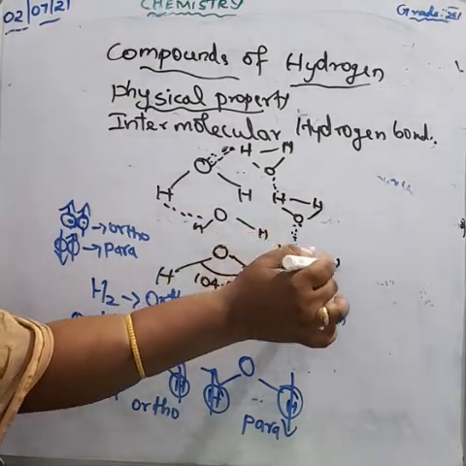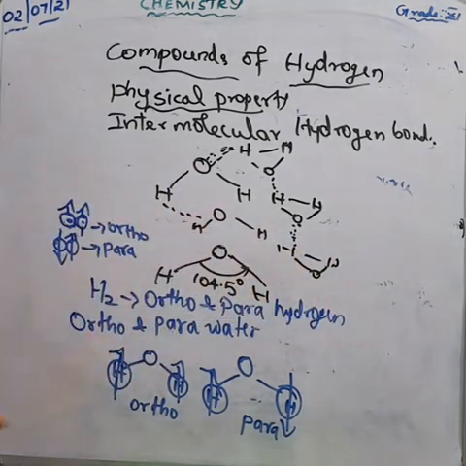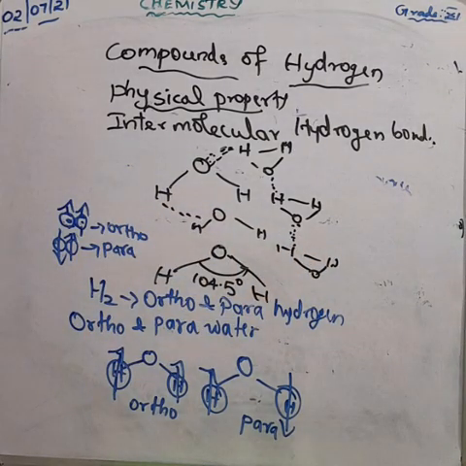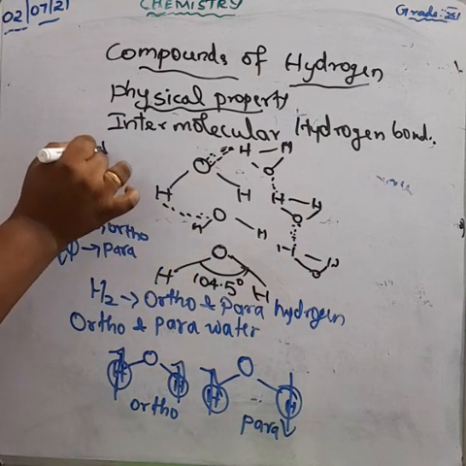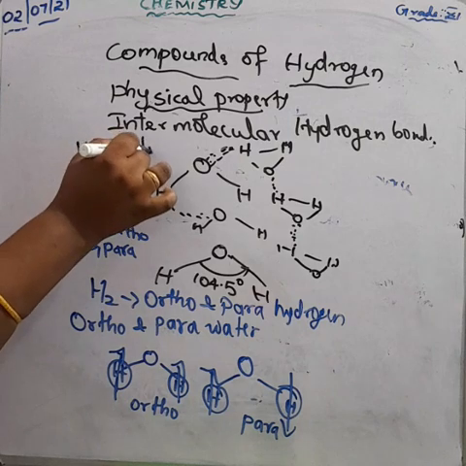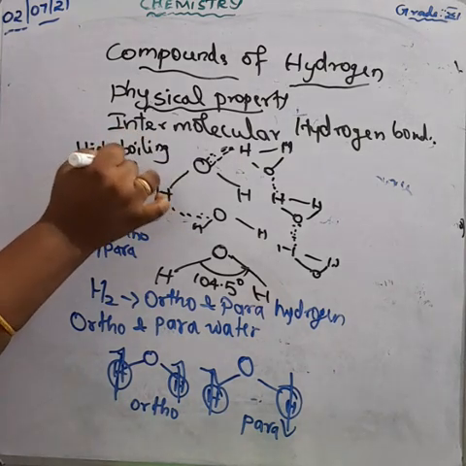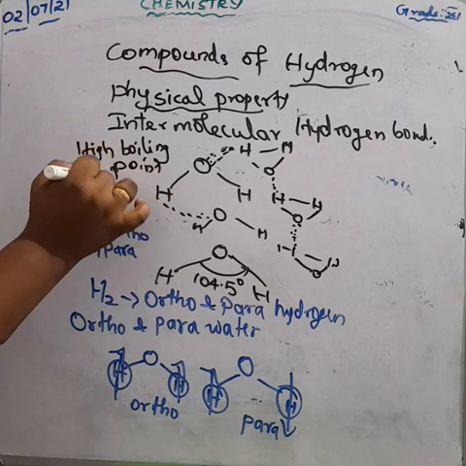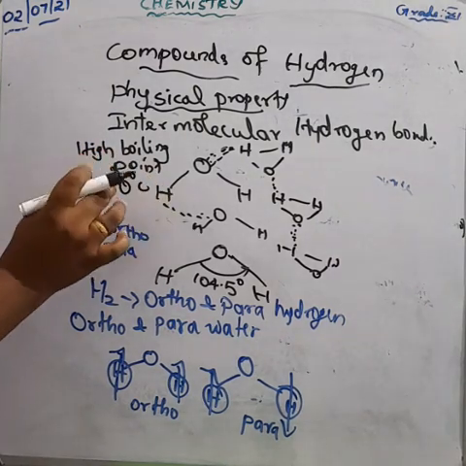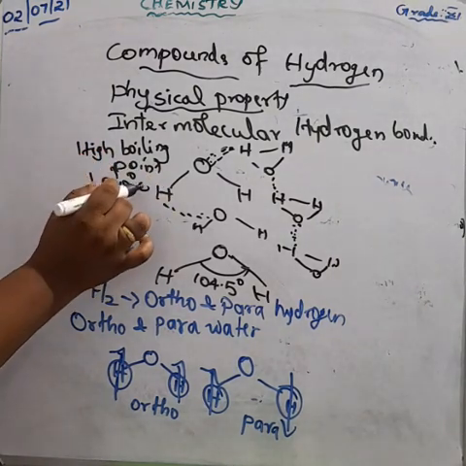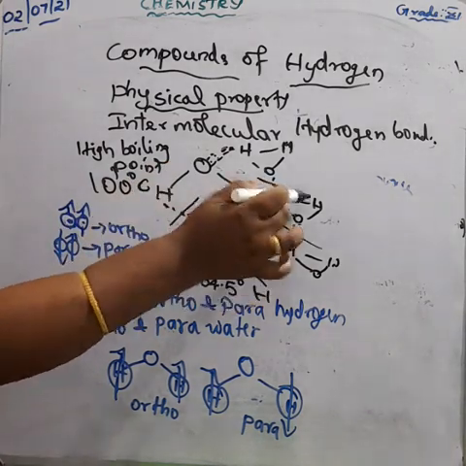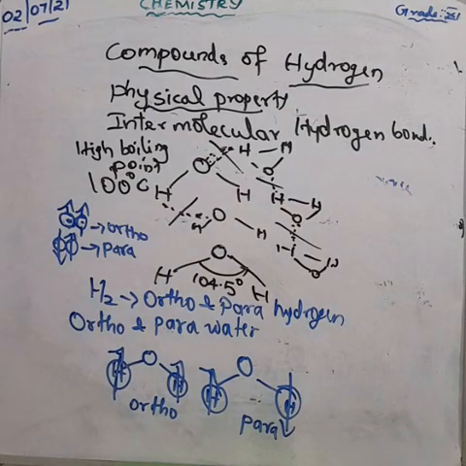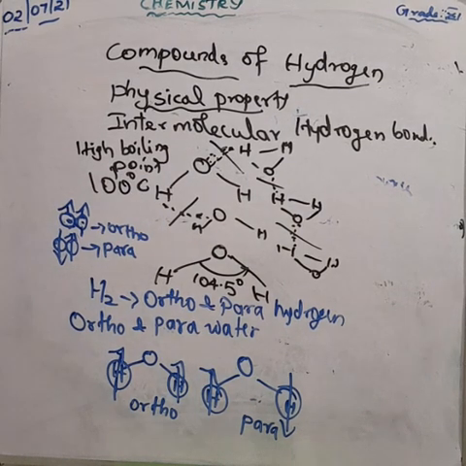Very, very important property. And another property: hydrogen bonding is responsible for the high melting and boiling points of water. What is the boiling point of water? 100 degrees Celsius. Why is it such a high boiling point? Because of the hydrogen bonding. It needs high energy to dissociate these bonds, to break this bond. So the melting and boiling points are high here.